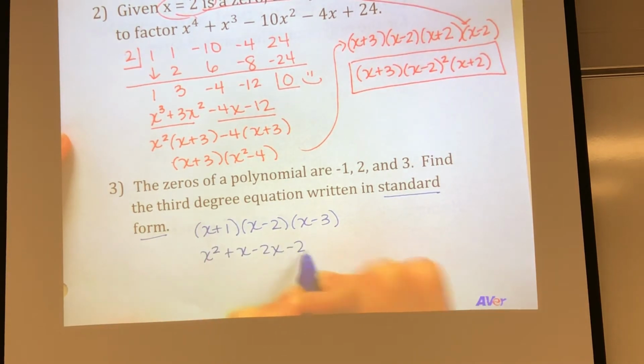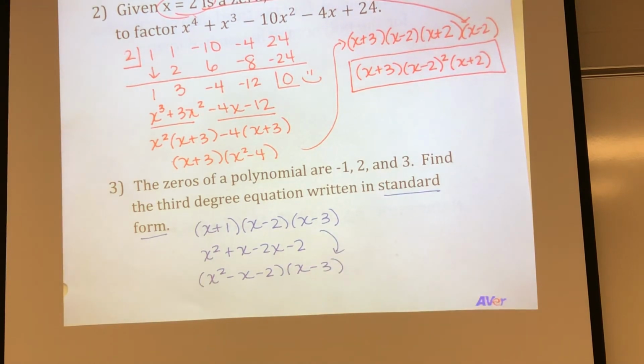When you multiply the first 2 together and simplify, you get x squared minus x minus 2. And then we're going to take that times the x minus 3. When you multiply all of that, you're going to have lots of terms. So you need to make sure to combine your like terms for your final answer.